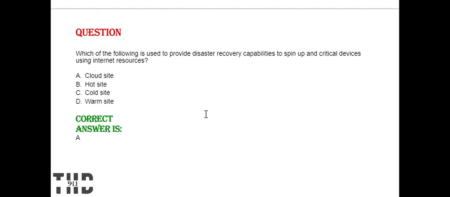Which of the following is used to provide disaster recovery capabilities to spin up the critical devices using internet resources? Option A, cloud site. Option B, hot site. Option C, cold site. Option D, warm site. The correct answer is option A.